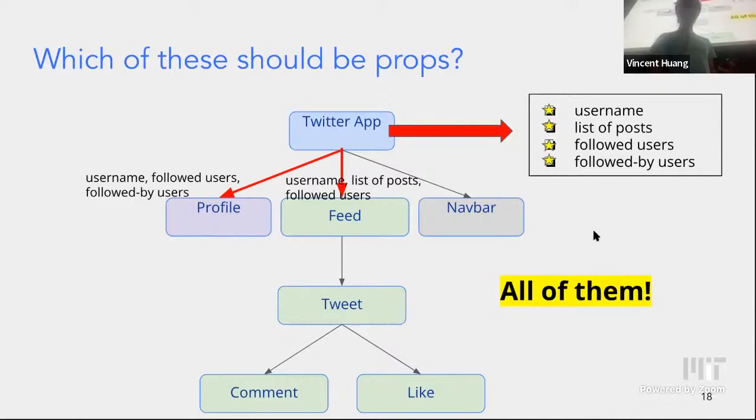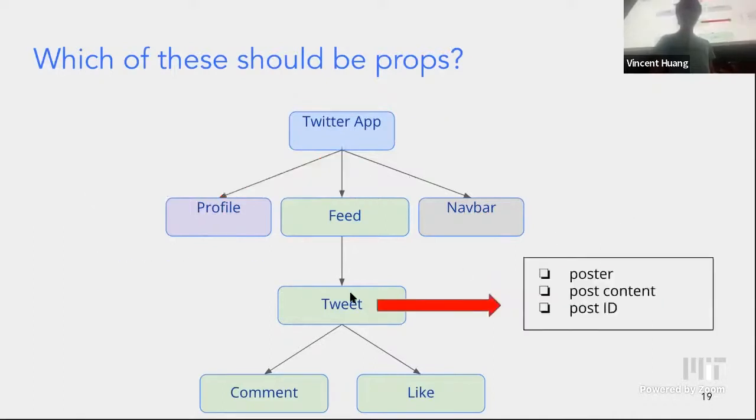So now let's take another look at the lower part of this tree. Here we have an individual tweet, and each tweet has a comment box where you can type in comments, and it has a like button where you can like the tweet. And each tweet probably will also have some information contained in the component. So the tweet state will probably have the poster, which is who posted the tweet. It will have the post content, which is the actual text that's in the tweet. And it will have the post ID, which is just an identifier for each tweet.